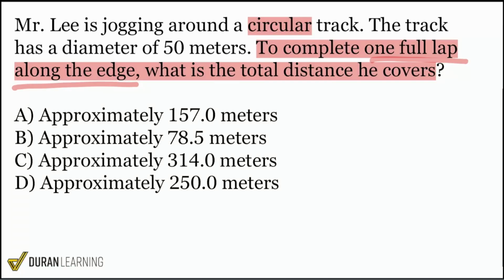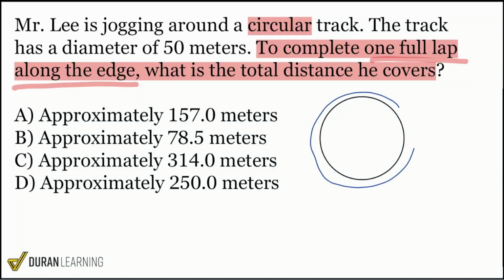So we can draw that here. I got you. So if we have, let's say, a circular track and we're trying to jog one lap around this circular track, does that sound like we're trying to find the radius, diameter, circumference, or area? Which of those four does it sound like we're trying to solve for? Yeah, and the correct answer here is going to be circumference. The correct answer is circumference.